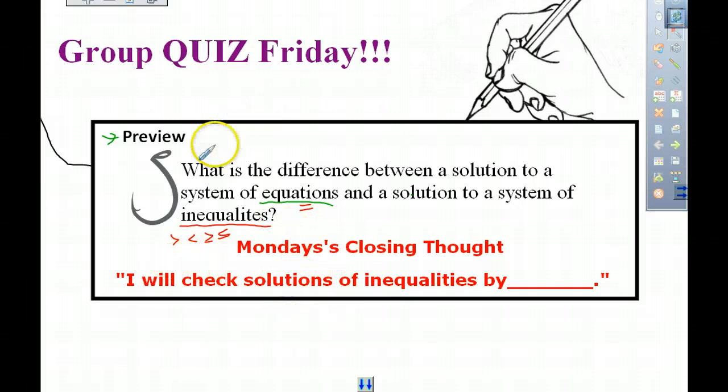So next paragraph, how would you answer that question? From last night, something emphasized over and over, you will check your solutions of inequalities by what? Plugging in 0. Yeah, plug in. Yeah, 0, or just something in the shaded region. Any point in the shaded region. For sure.